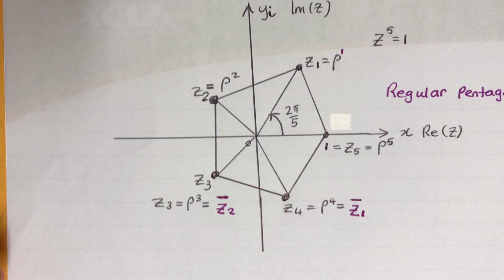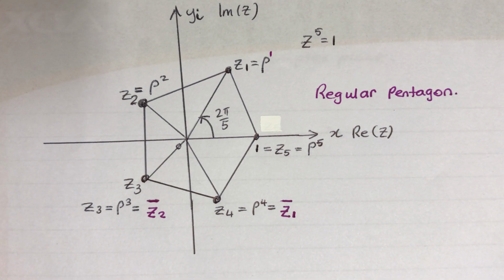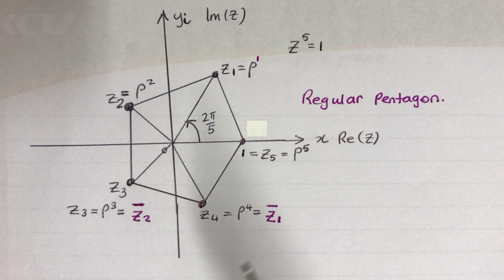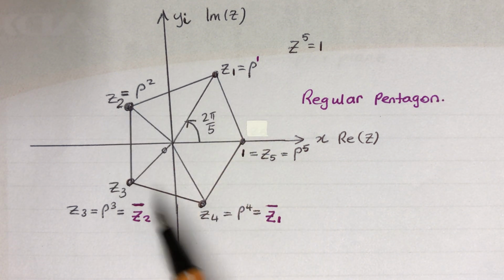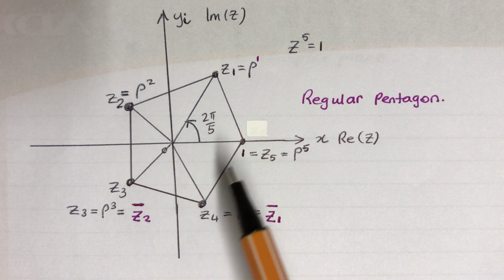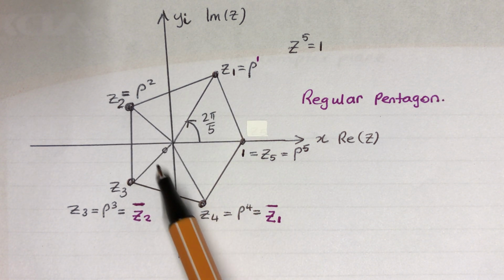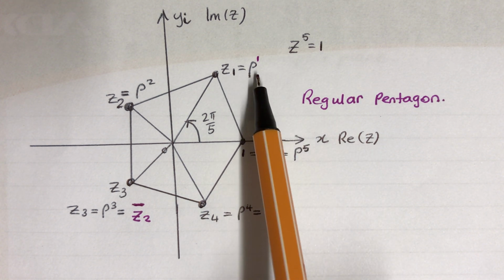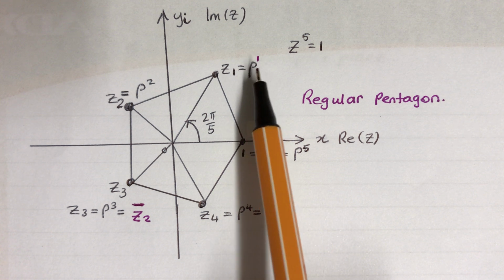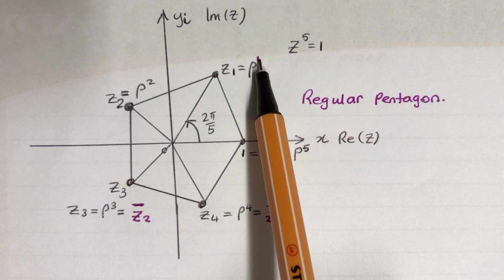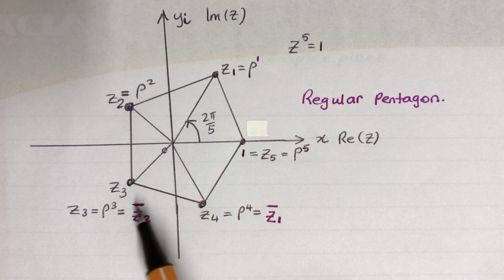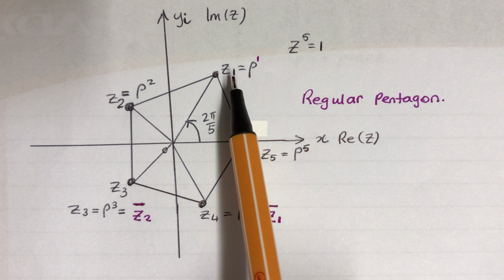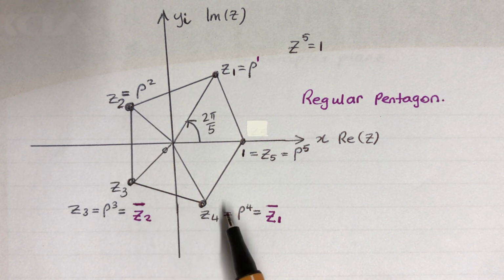I'm sure you can do a lot better than this one using careful structure. Mine's not a regular pentagon, but just think that it is, because each one of them is spaced in 2 pi over 5. Okay, now that's z1, and this is what we call rho in the Greek alphabet. So rho to power 1, rho to power 2, rho to power 3, rho to power 4, rho to power 5. Okay, that's the same as z1, z2, z3, z4.